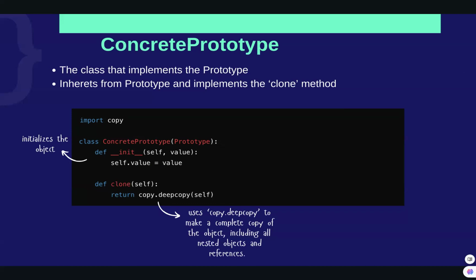First, we initialize the object with any value. Then the clone method uses copy.deepcopy to make a complete copy of the object, including all nested objects and references. This is crucial because it ensures that the cloned object is a completely independent duplicate of the original. For example, if our object contains a list or another complex data structure, deep copy ensures that these structures are also duplicated rather than just referenced. This way, changes to the cloned object do not affect the original object and vice versa.